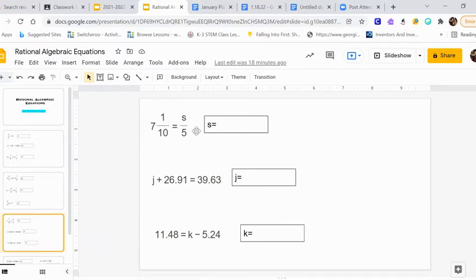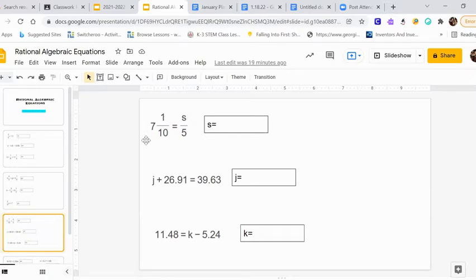Oh, this one's fun. Okay, on this one, you're dividing by 5. So what would be the opposite of dividing by 5? Multiplying by 5. So you come over here, you're gonna multiply it by 5. You got to put a 1 underneath it. And then you're gonna look at it and you've got to change it to improper. Okay, so make sure that you do that. So 7 times 10 plus 1. Okay, so 71/10 times 5.